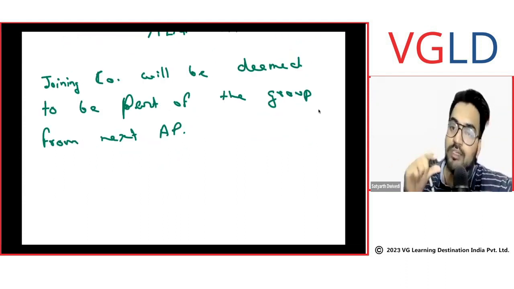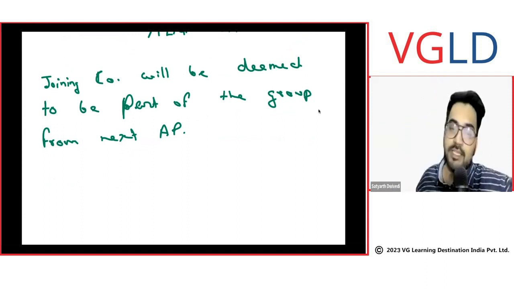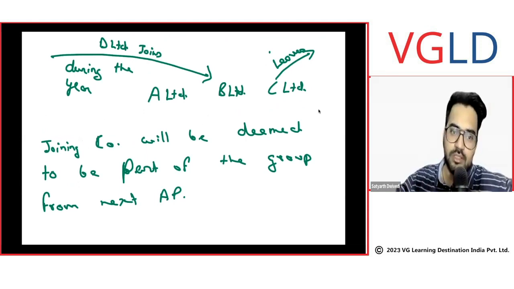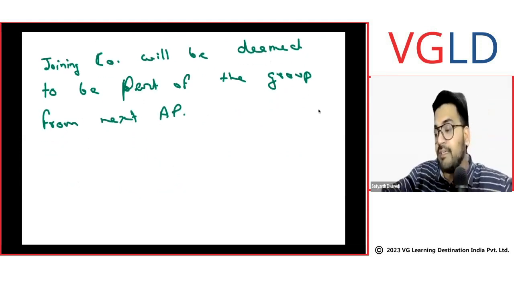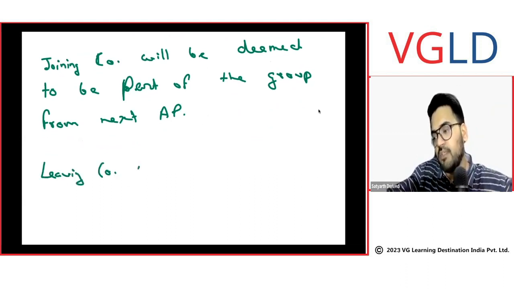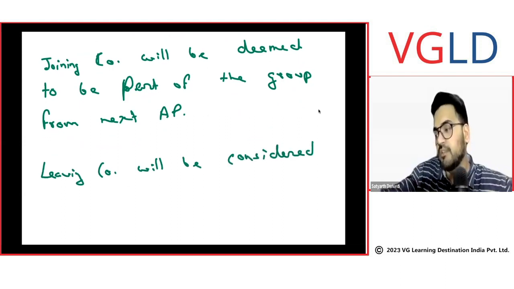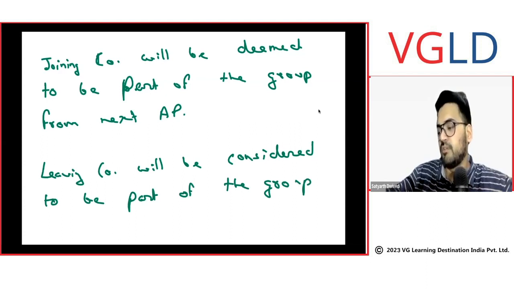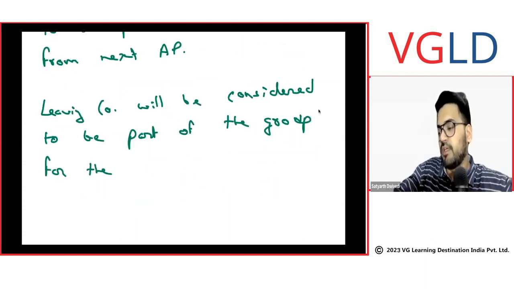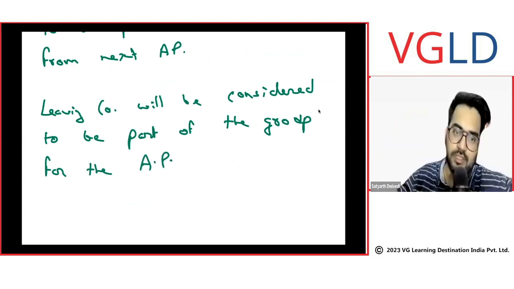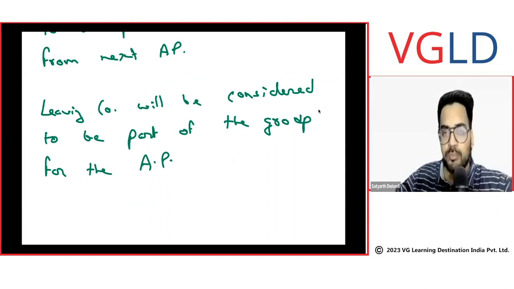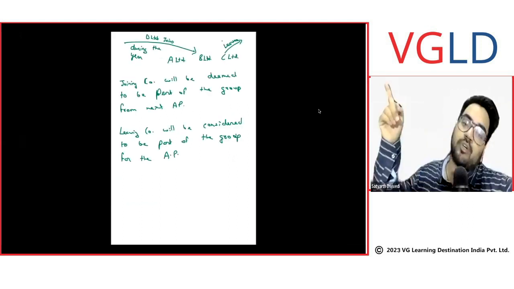See, always pay attention to the advisory part. So if your client is going to ask, sir, what should I do? I need to dispose of some shares from this company. I want to dispose of. Will I have any benefit or not? So you'll be able to tell them that leaving company will be considered or deemed to be part of the group for the AP. So the company, even if it's leaving during the AP, it will be considered to be part of the group. So what will you tell them? That there is no point selling off right now because it will still be deemed to be part of this group. Okay. And the company that is joining will become part of the group from the next AP.